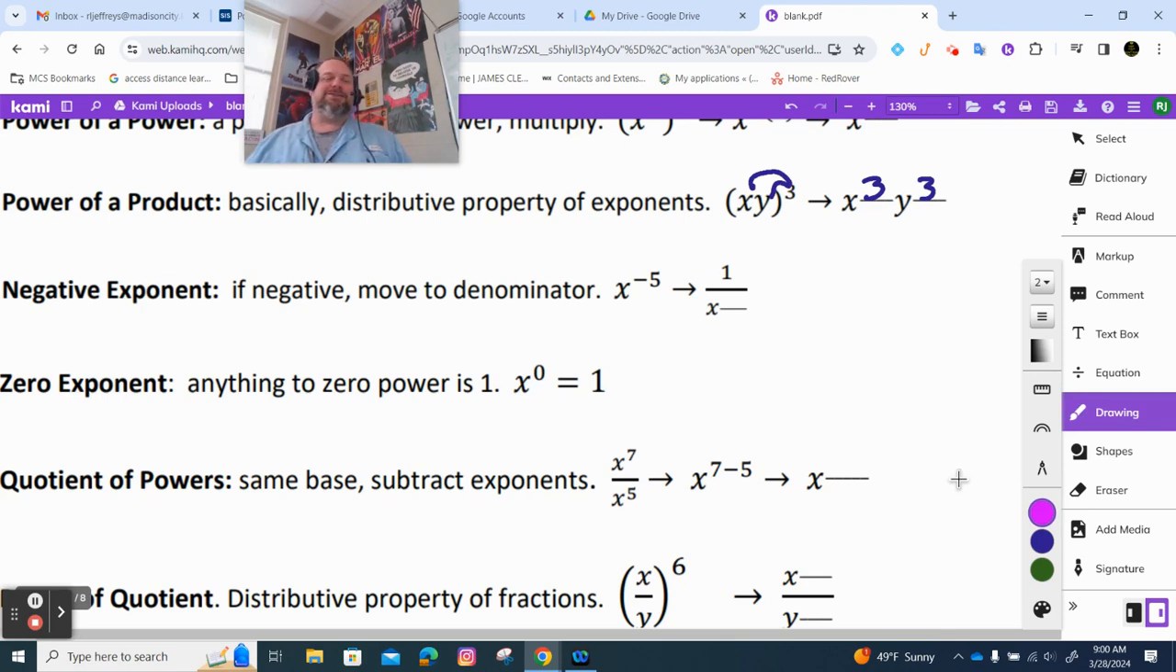yeah. So basically, you move everything to the basement. Okay, so now it was x to the negative fifth. Now it becomes x to the fifth. For some odd reason, moving it to the basement makes it positive.